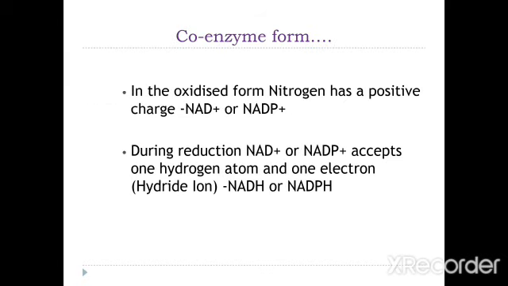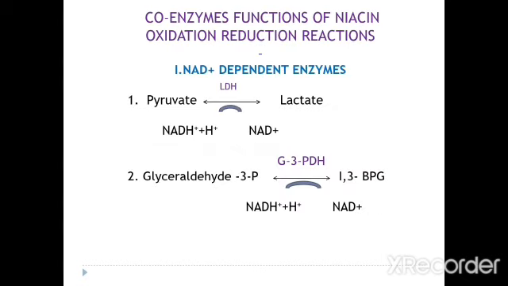In the oxidized form, nitrogen has a positive charge, that is NAD plus or NADP plus. Then during reduction, this NAD plus or NADP plus accepts one hydrogen and becomes NADH or NADPH. The coenzyme functions of niacin are mainly related to oxidation reduction reactions. NAD plus and NADP plus are involved in various oxidation and reduction reactions which are catalyzed by dehydrogenases. So it is involved in many metabolic pathways of carbohydrate, lipid and protein.